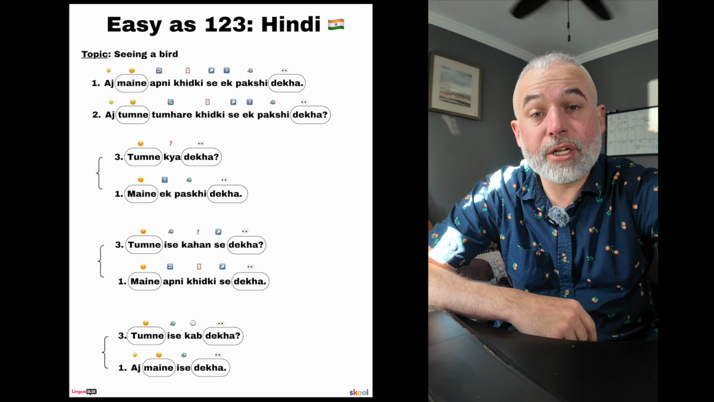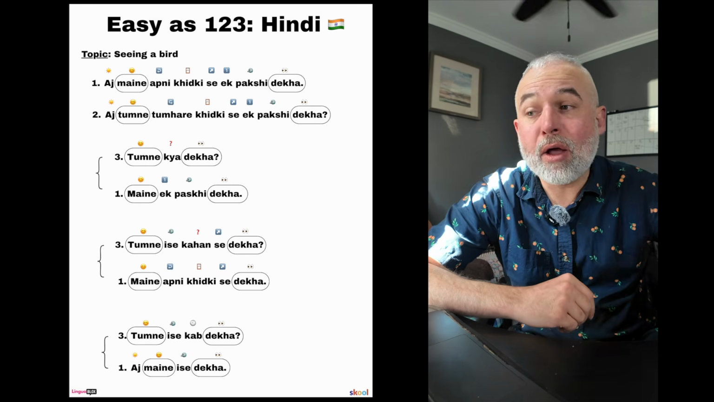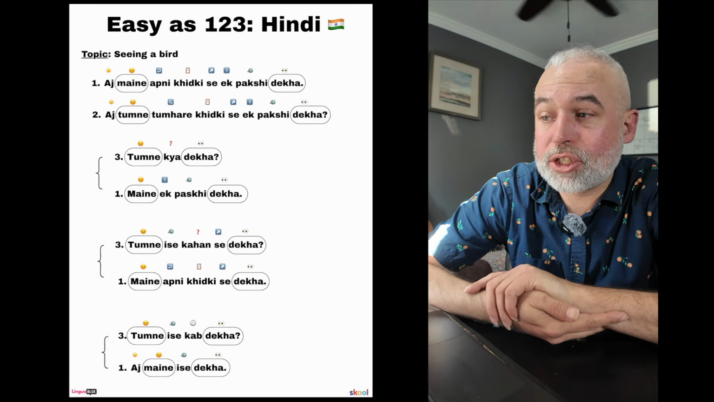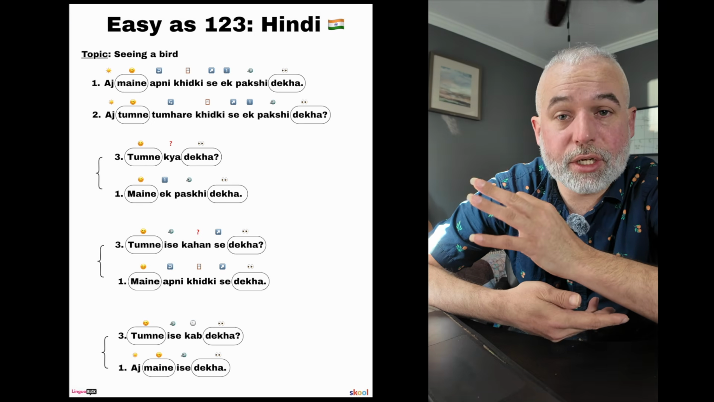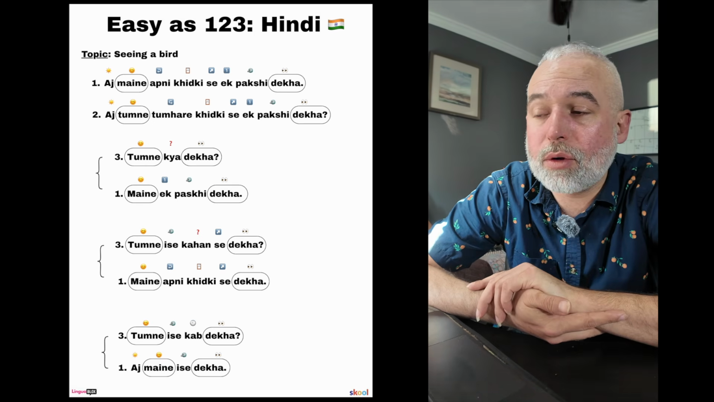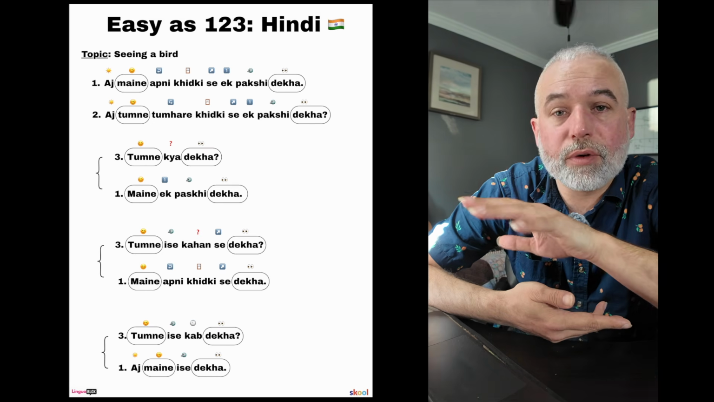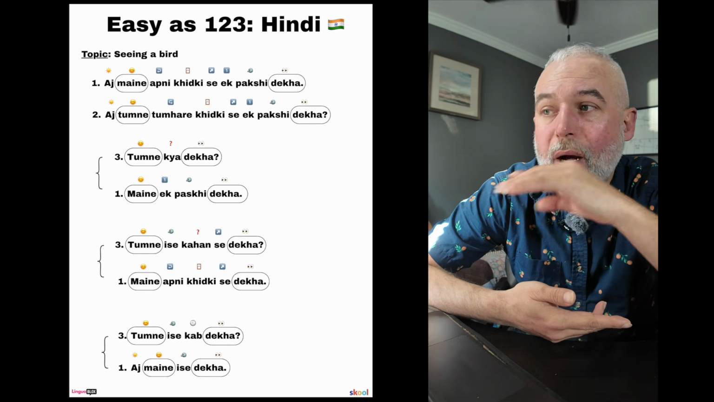Three is an open-ended question: who, what, where, when, why, how. Now here I have three different questions. Notice the brackets. Each variation, each open-ended question, points to a different element of the original statement.